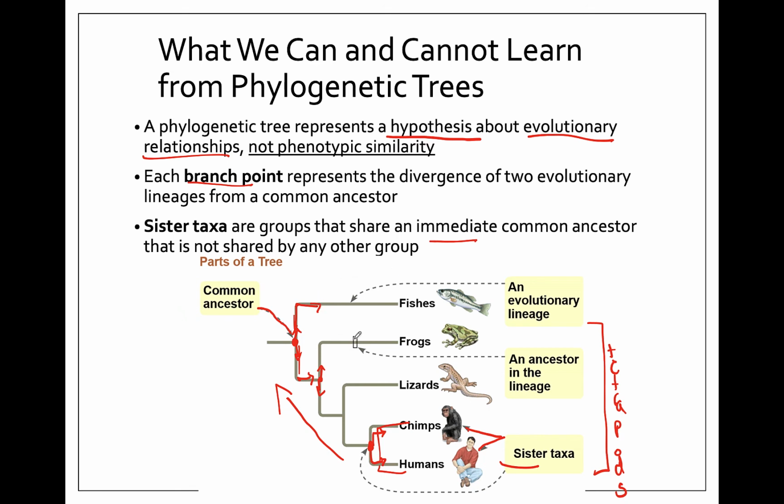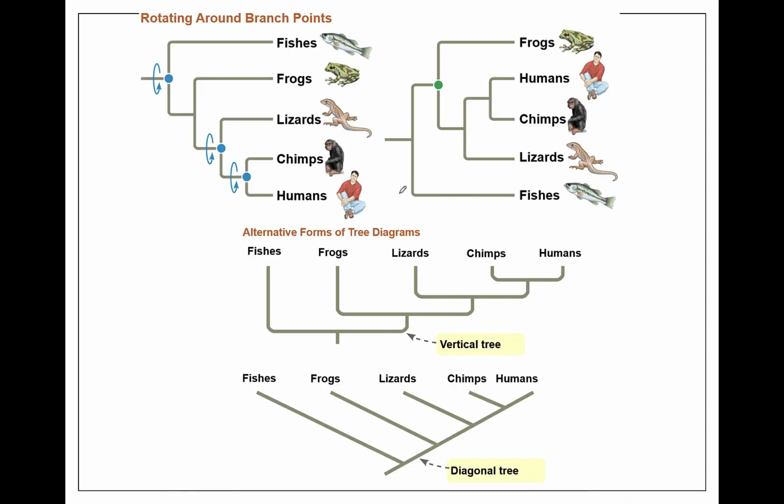A lot of times we'll use kind of dash marks on the line to represent that at some point after this branching off, before we got to modern day, whatever organism over here, we have frogs, that some ancestor in that lineage maybe had a mutation or developed a new adaptation. And we can show phylogenetic trees in a lot of different ways. So if you look at all 4 of these trees, they're all actually the exact same tree.